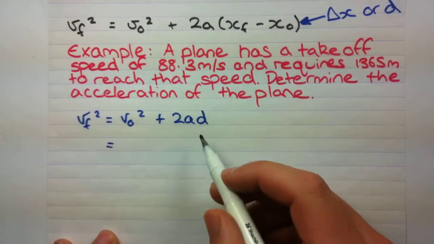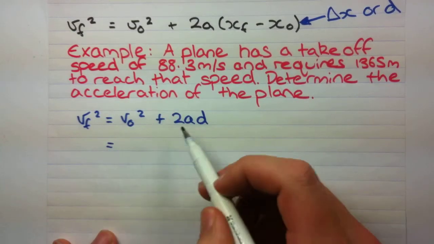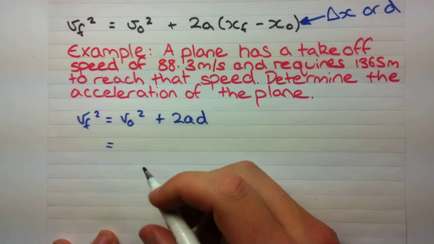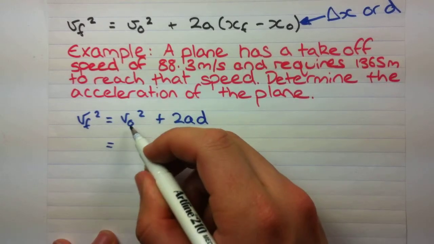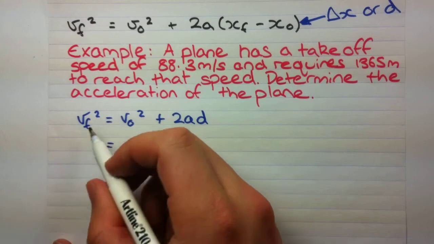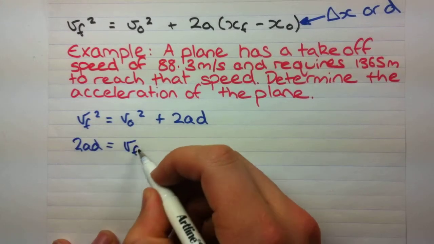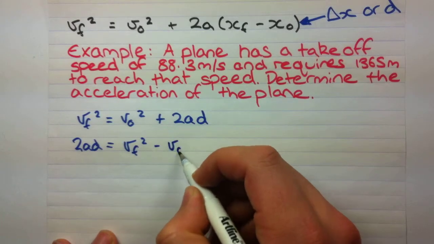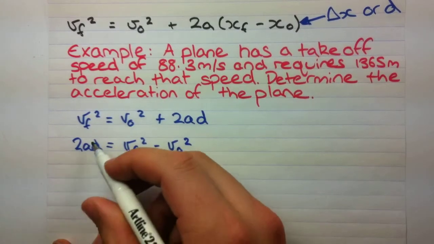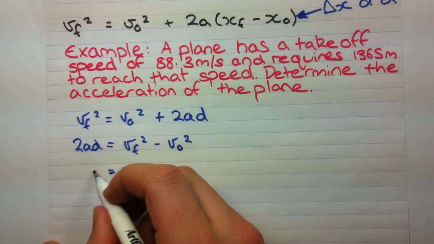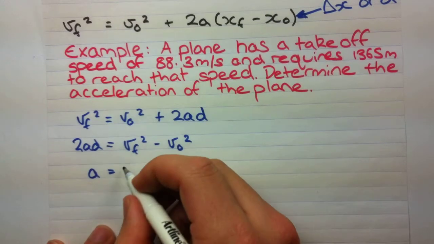Right, now what are we trying to find? We're trying to find the acceleration. So we actually have to rearrange this. That's why this is the most complicated. So I'm going to subtract V0 squared off both sides. Then I'm going to divide by 2d to end up with just a over there.